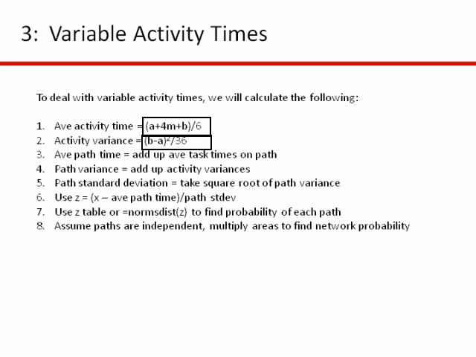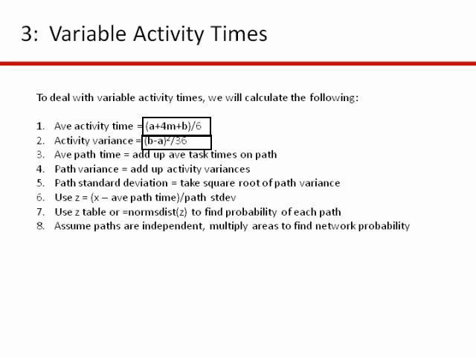And then as item 6 there says, we're going to use the z-table and calculate the z, or the number of standard deviations away from the average path time that a certain date is. What we're trying to do is estimate the probability that the path will be done by a certain date, and we can use the z-table to find that probability. So item number 8 says if we assume all paths in a network are independent, we're going to multiply the probabilities of each of the paths together to find the overall project probability.